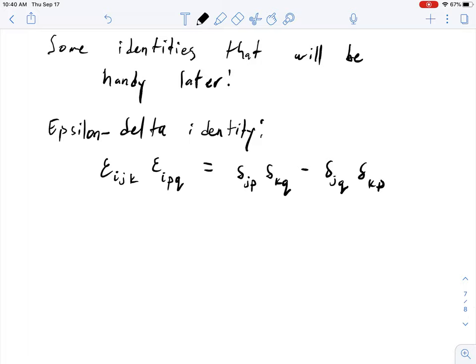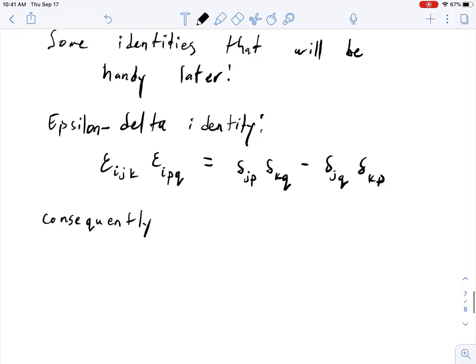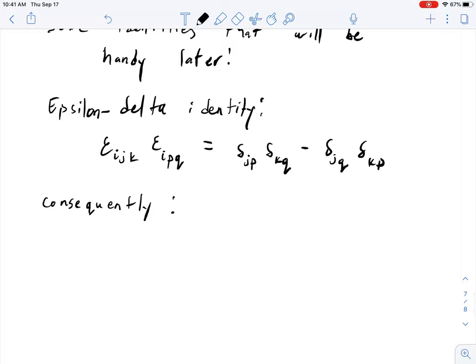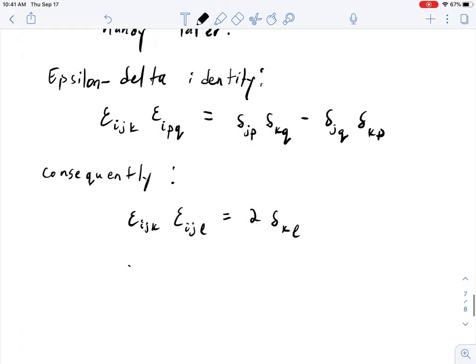and consequently we have epsilon_ijk epsilon_ijl is equal to 2 delta_kl. And finally, epsilon_ijk epsilon_ijk is equal to 6.